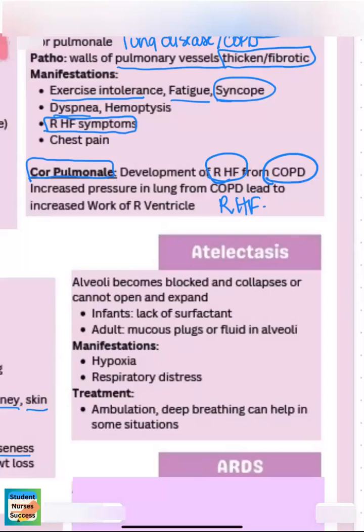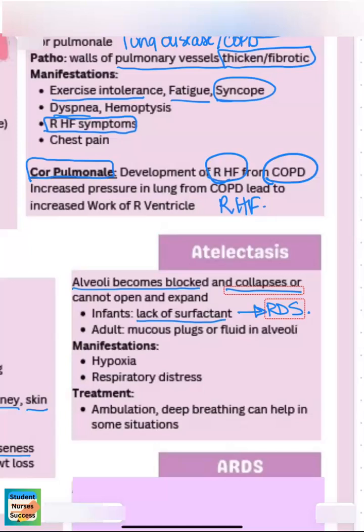Atelectasis can range from kind of mild to severe. Really, atelectasis is when the alveoli become blocked or collapse and they cannot open and expand. If you cannot get air into your alveoli, then you can't have gas exchange. For infants, the biggest cause is probably premature infants and the lack of surfactant, and those alveoli can't expand. And we know that leads to respiratory distress syndrome. We covered that in our pediatric respiratory video.